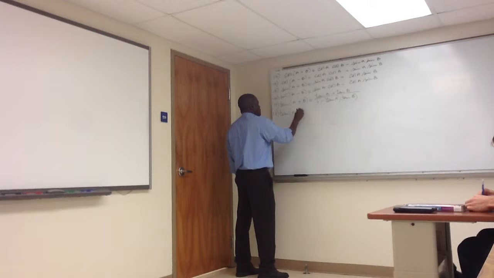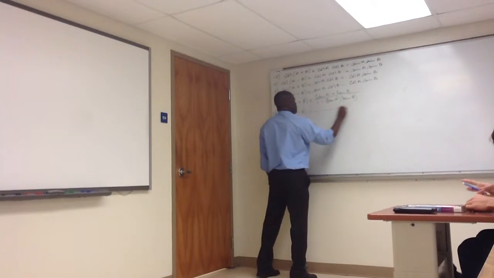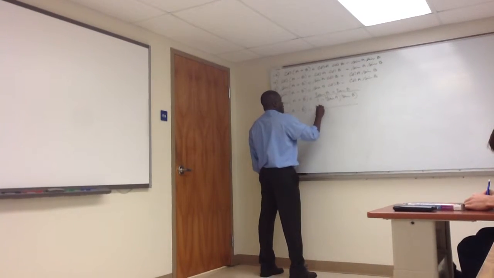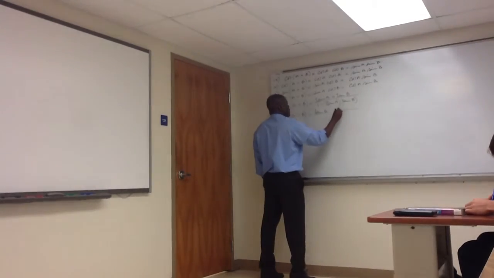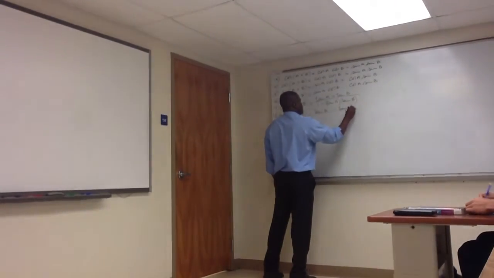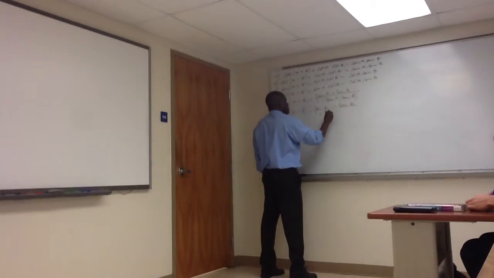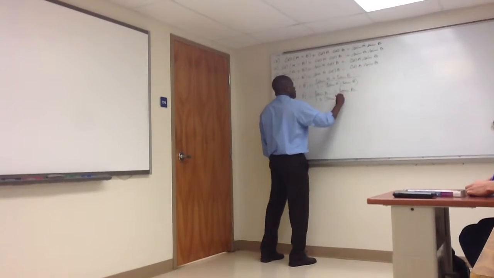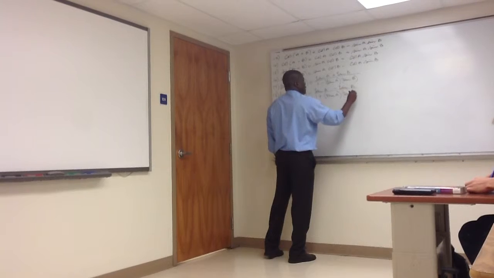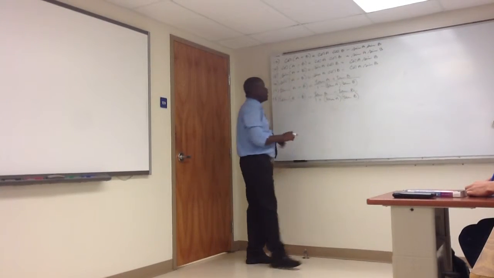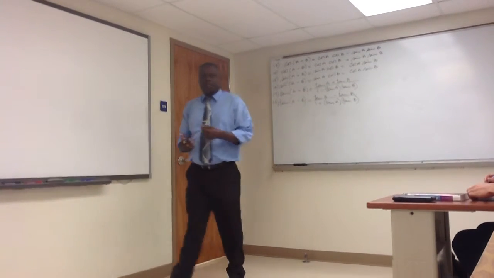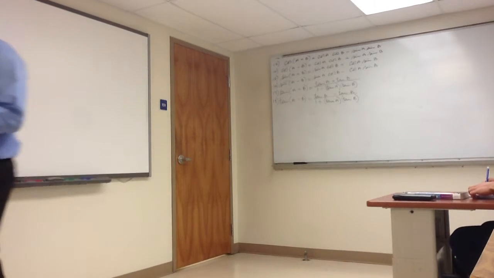Tangent of A minus B is tangent of A minus tangent of B over 1 plus tangent of A tangent of B. Once you start studying these formulas, you will see that they are pretty easy to remember. They just take practice. That's all.